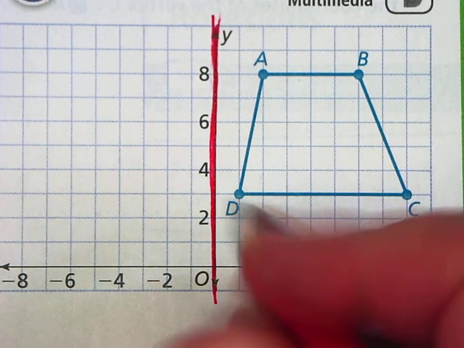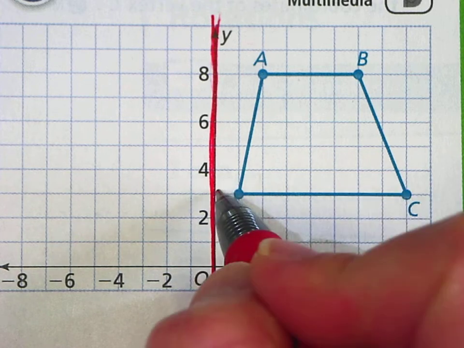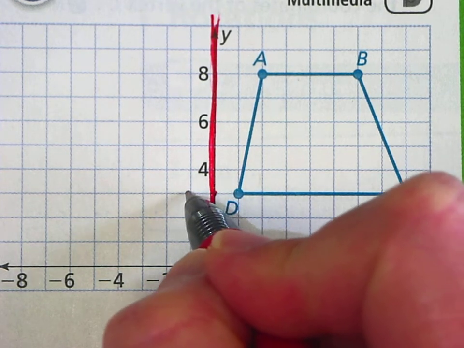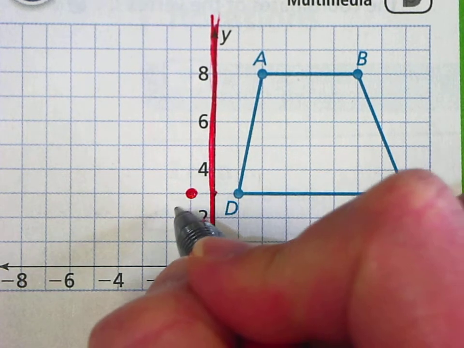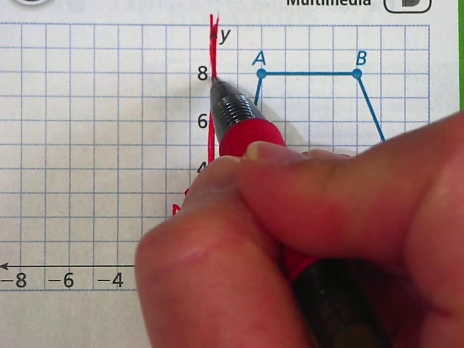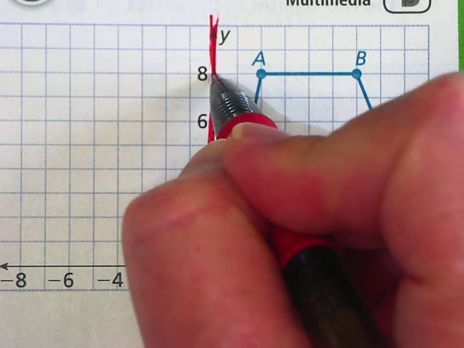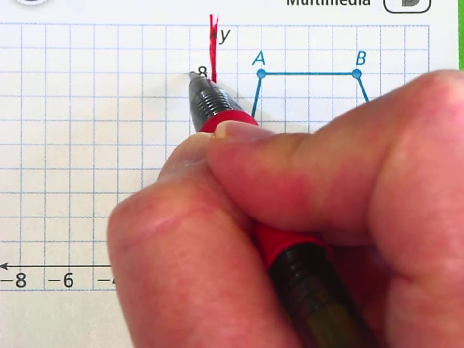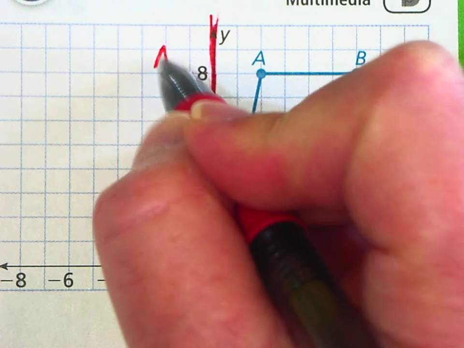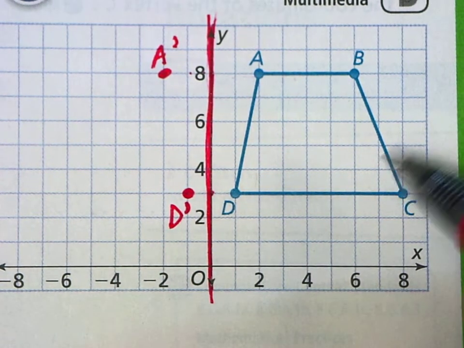So now what I do is, point D is 1 unit to the right of this line. So I'm going to go back to the line and go 1 unit to the left. That's going to be D prime. Okay, let's do A. Point A is 2 units to the right of my line of reflection. I'm going to go back to my center line and count 2 units to the left. That's A prime. You have to label your points, folks.